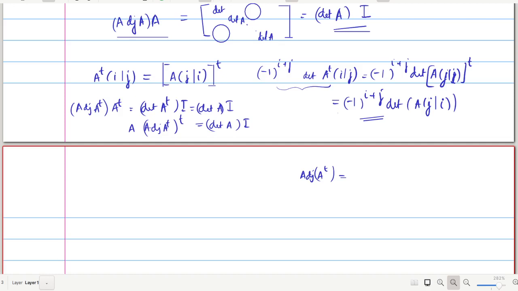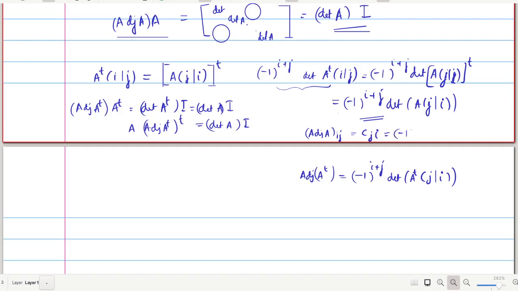So that is equal to (-1) to the power i plus j, this is in fact C_ji of A transpose. That is obtained by the determinant of A transpose minor ji. So this is the definition of adjoint of A transpose, because we have already defined the ijth entry of adjoint of A, that is C_ji, that is (-1) to the power i plus j or j plus i, times the determinant of A_ji. So this is the ijth entry of adjoint of A.